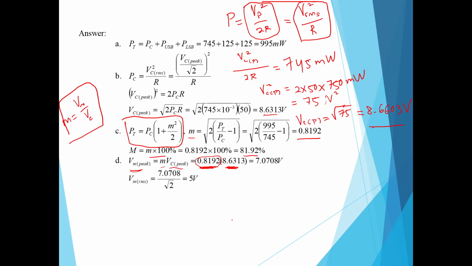So if you multiply using this value, how much do we get? 0.8192 multiplied by 8.6603, so we get 7.0859.